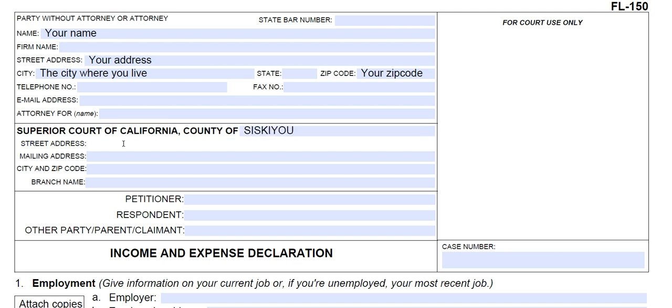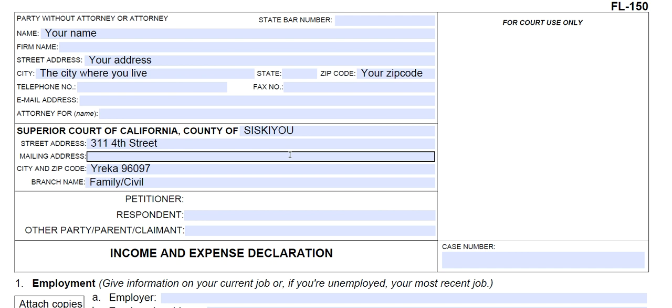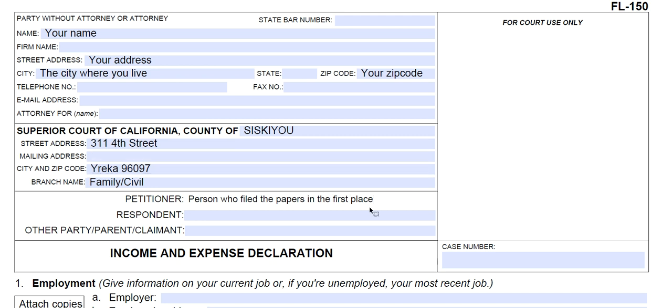The address for the Siskiyou County Superior Court is 311 4th Street in Yreka, 96097. The branch name is Family/Civil. When you get to the part asking for the petitioner, that is always the person who filed the papers in the first place. So if this is a divorce and you are the person who filed the divorce, then you are the petitioner and your name goes here.